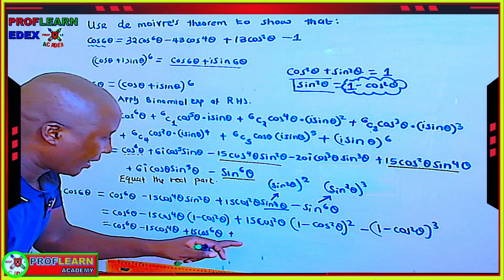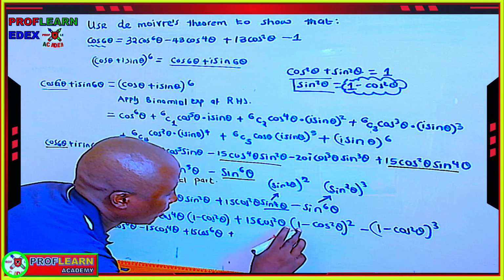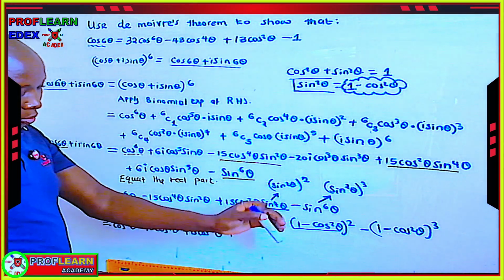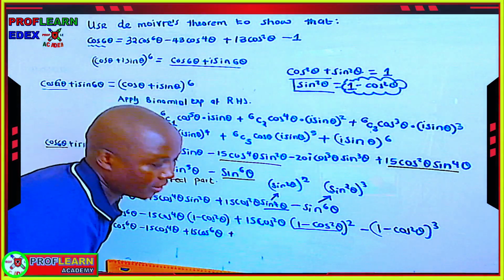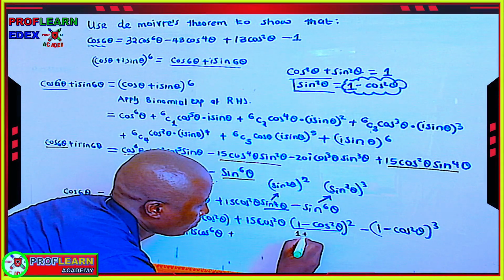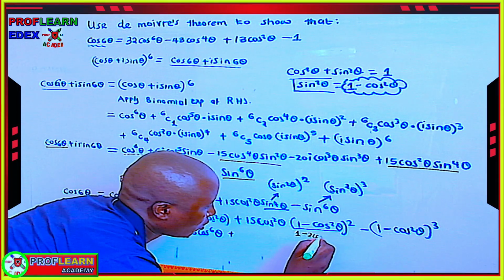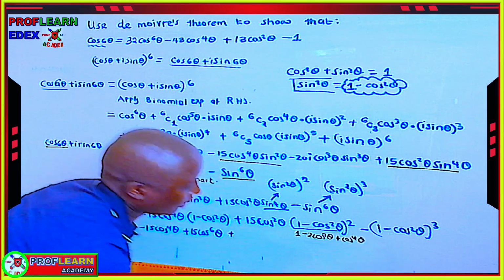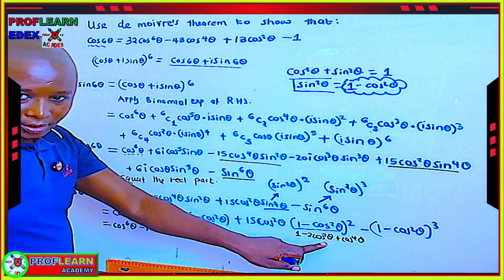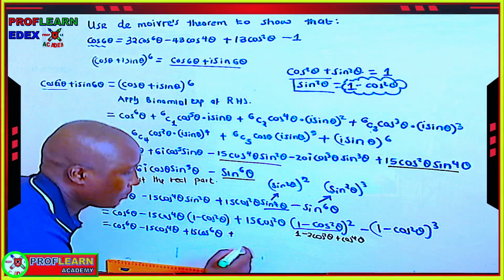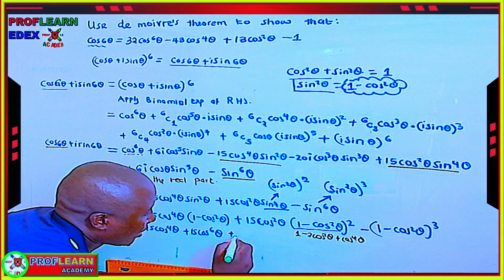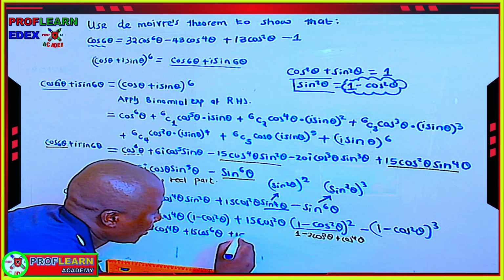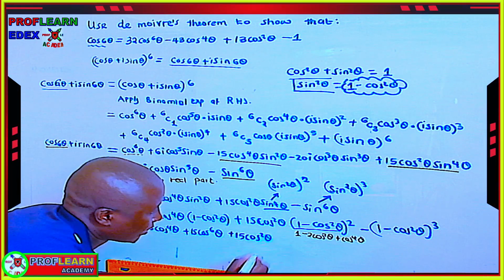The only challenge I have here is this expression that we have at this point. What can it be replaced with when you expand? This part that we have here can be replaced with 1 minus 2 cos squared theta plus cos power 4 theta. If you expand this, you will get this. So which means that we can say plus 15 cos squared theta times 1 will be 15 cos squared theta.